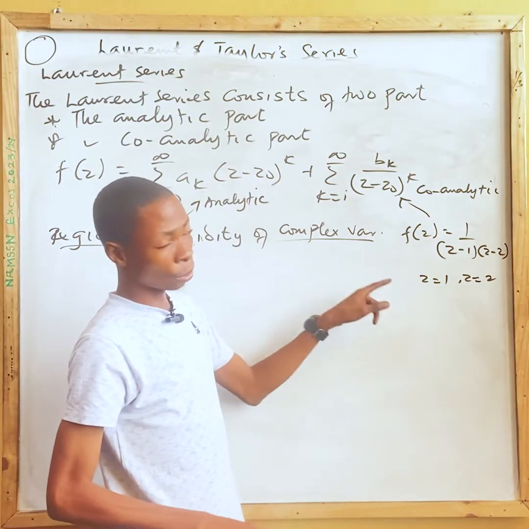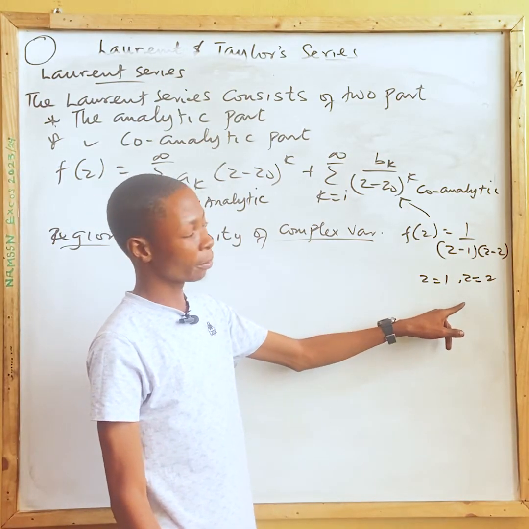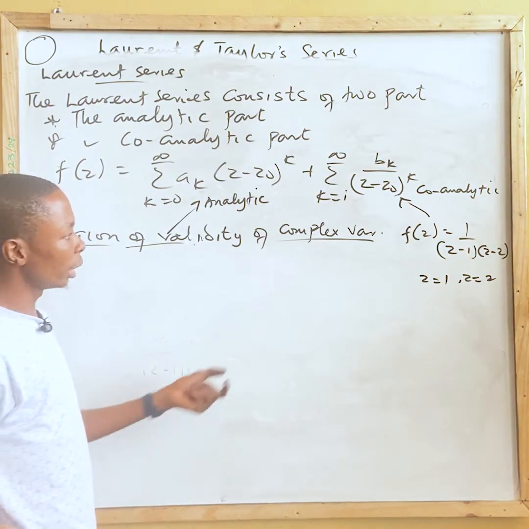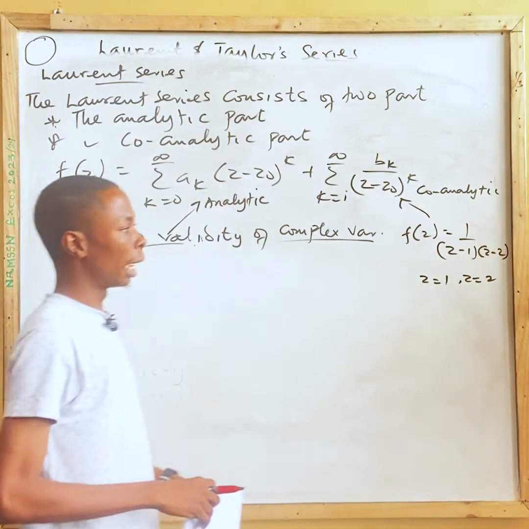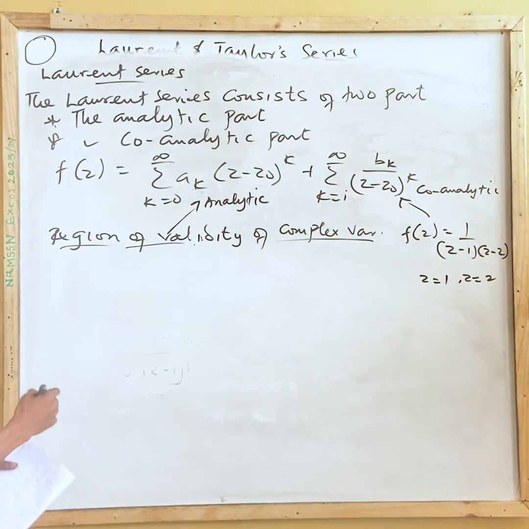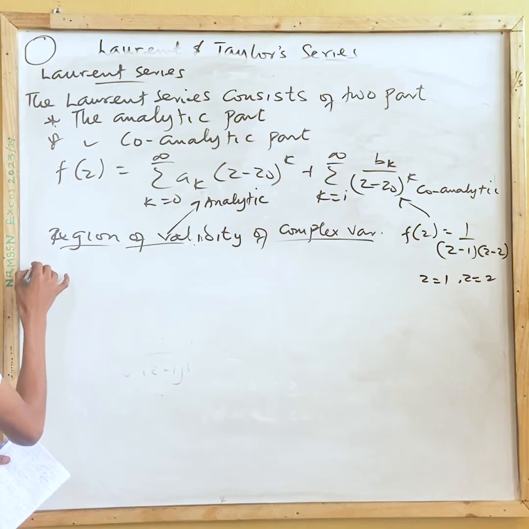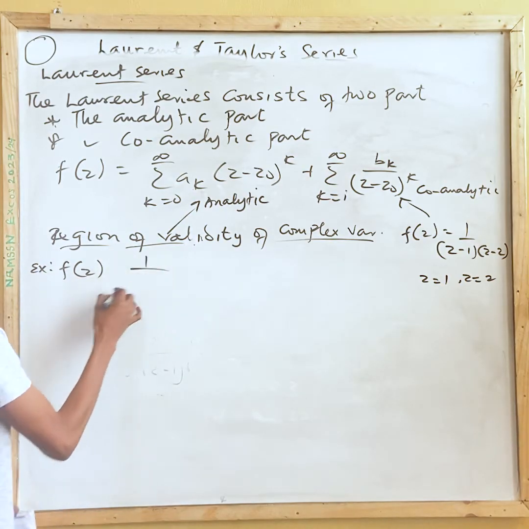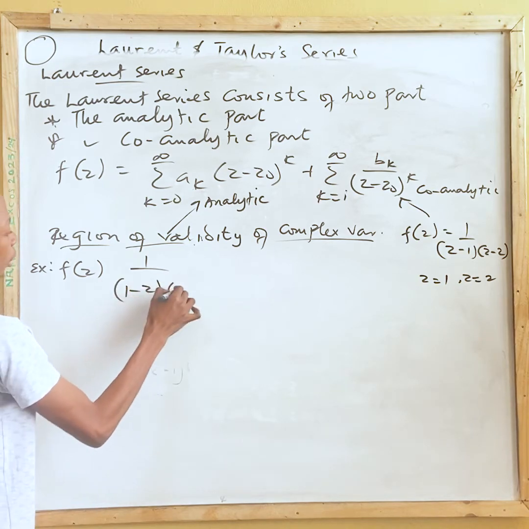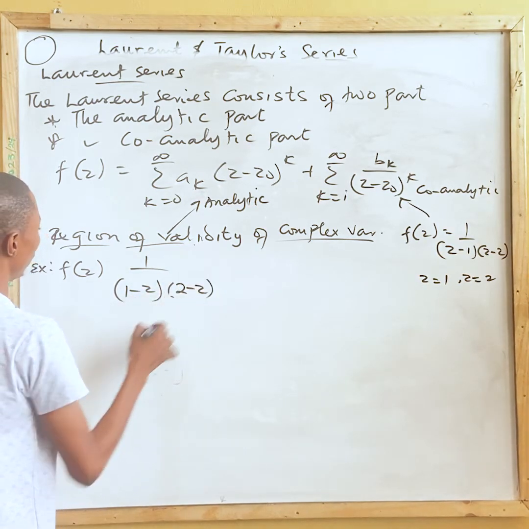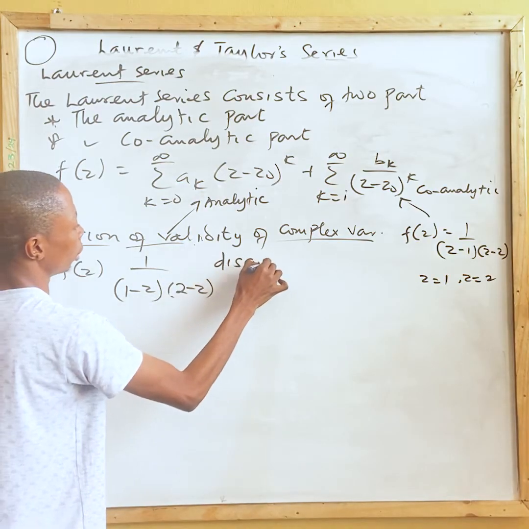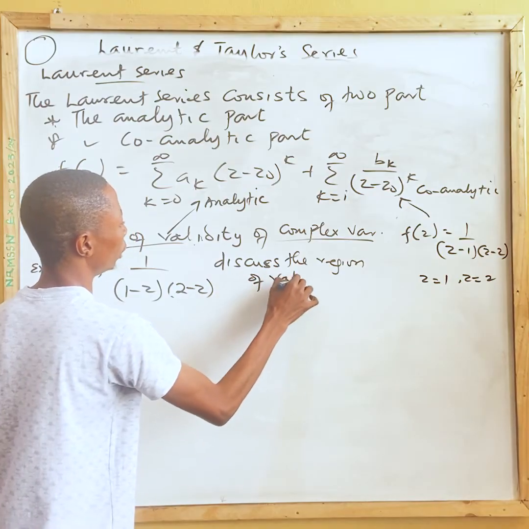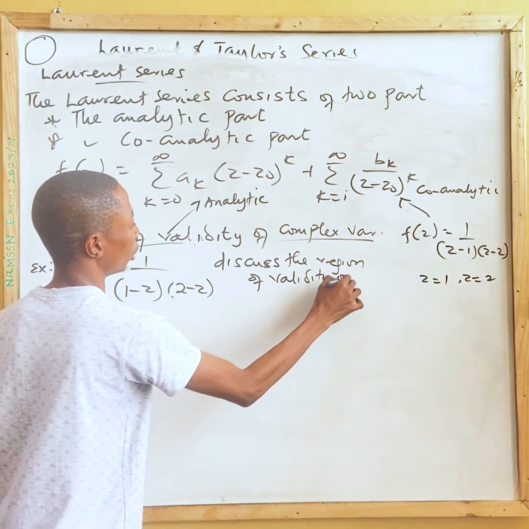A point whereby a function stops being analytic is called the singular point. So if I want to find the region of validity of any complex variable, just take the denominator and equate it to 0. So let's say we have f of z equals 1 over (1 minus z)(2 minus z). Let's discuss the region of validity of that function z.